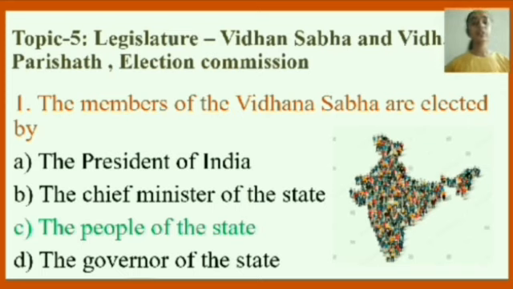And the last topic of this video is legislature, Vidhana Sabha and Vidhana Parishad, election commission. In legislature, we are going to discuss a few questions related to Vidhana Sabha and Vidhana Parishad. The questions are: the members of the Vidhana Sabha are elected by: Option A, the President of India. Option B, the Chief Minister of the state. Option C, the people of the state. Option D, the governor of the state. And the correct option is option C, the people of the state. The members of the Vidhana Sabha are elected by the people of the state.